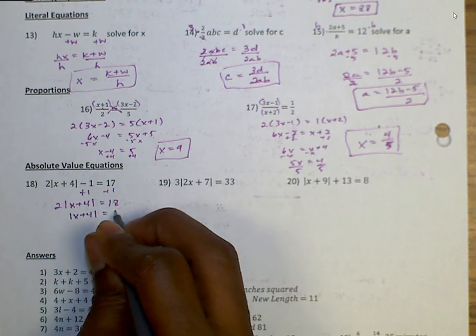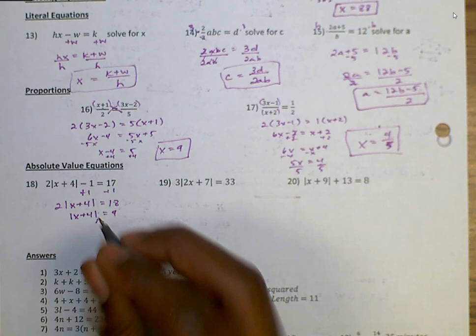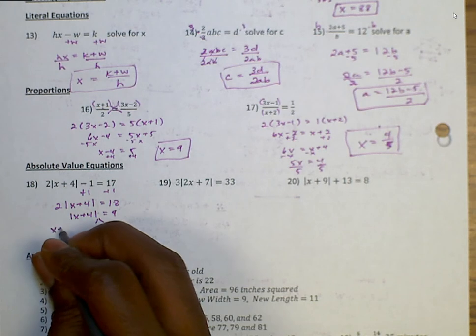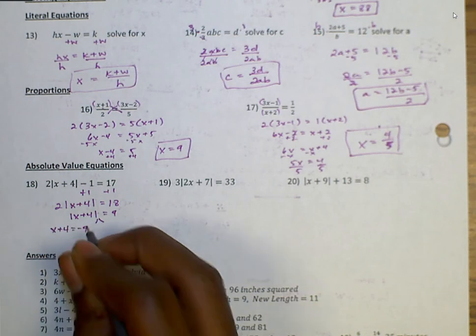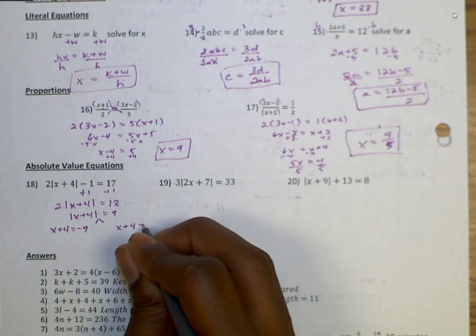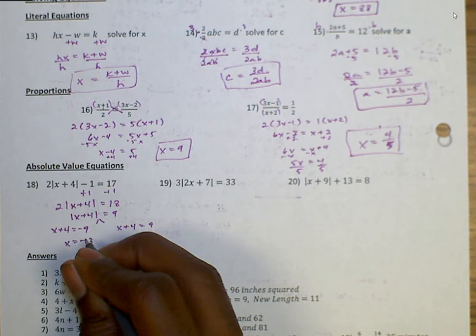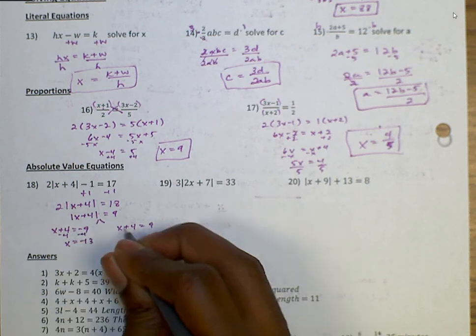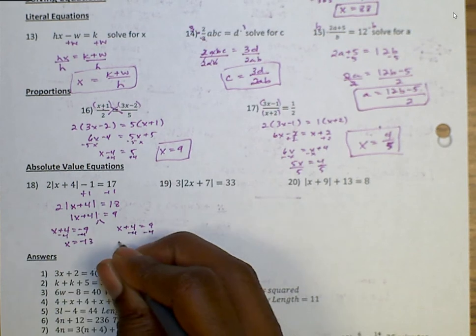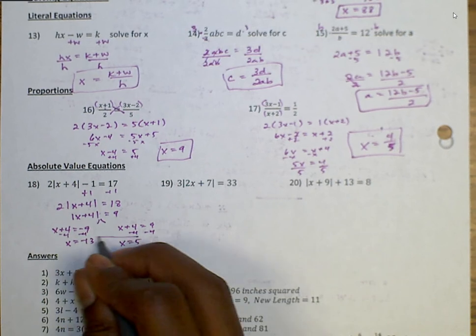It's a positive number, so now I'll split the equation and solve both. X plus 4 could equal negative 9. X plus 4 could equal positive 9. Subtract 4 from both sides. X equals negative 13. Subtract 4 from both sides. X equals 5. Here are my two answers, or my two solutions.